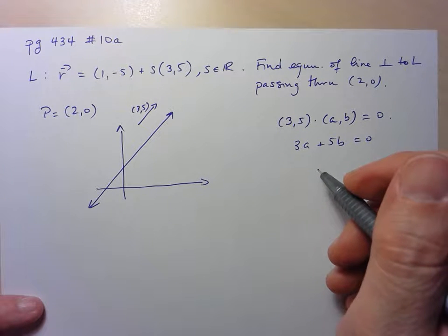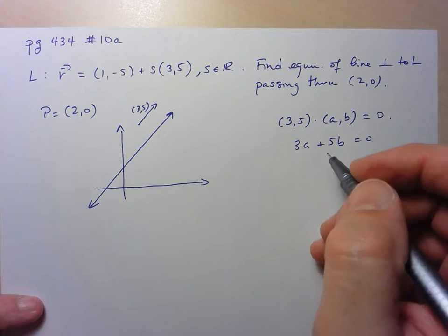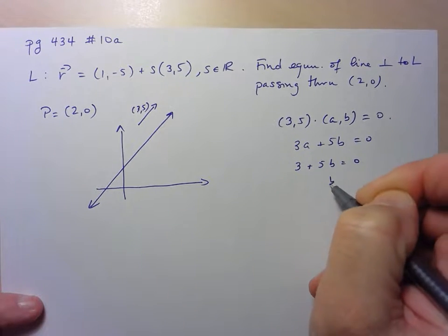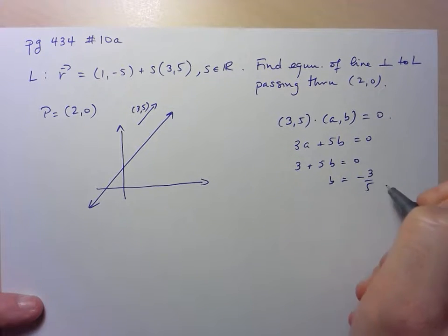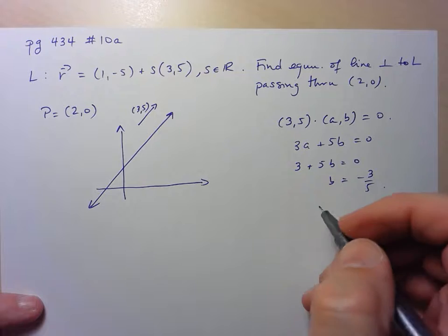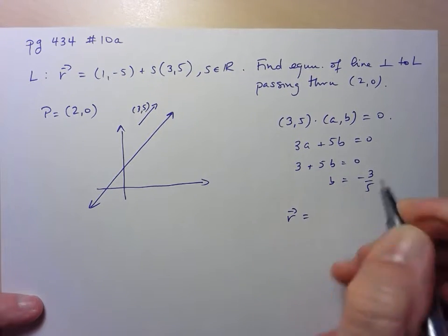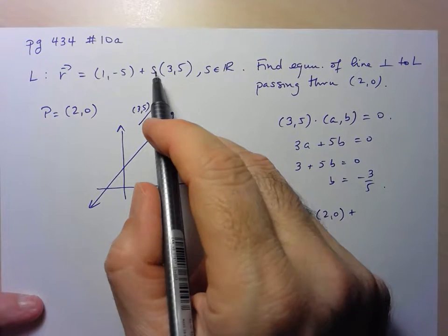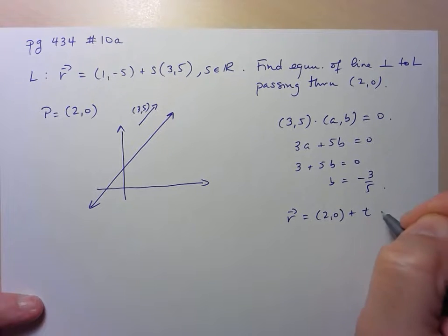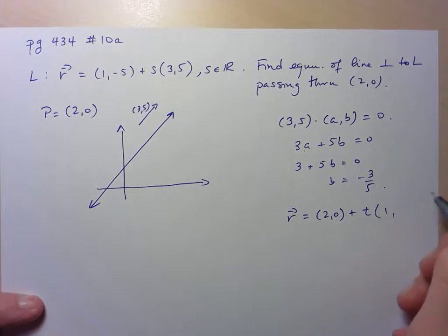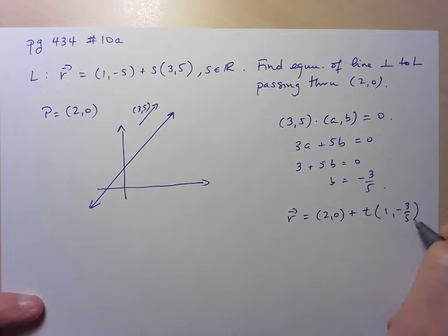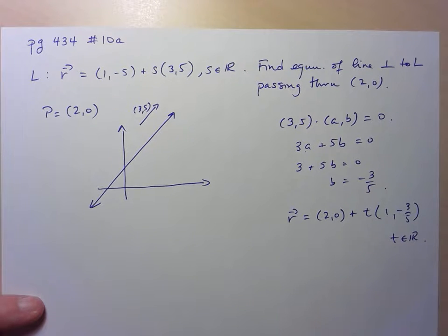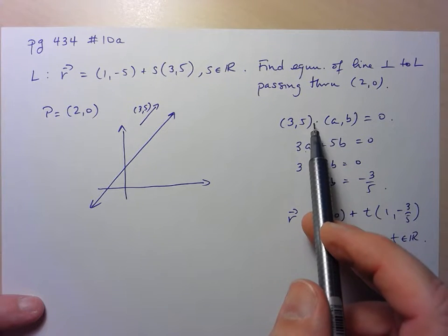I can find a direction vector using this. Let's say I pick a equals 1. Then I have 3 plus 5b equals 0, so b is equal to negative 3 over 5. So there's an equation for my line: r is equal to (2, 0), since it passes through that point, plus t times (1, negative 3 over 5). I'm using t since s was used in the other equation. There's an equation that we have.